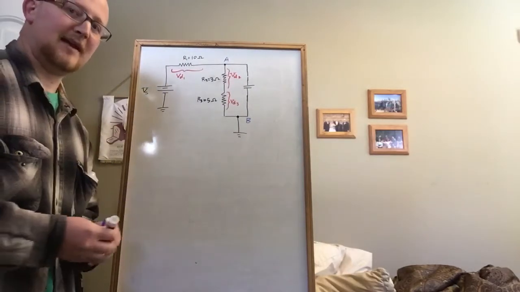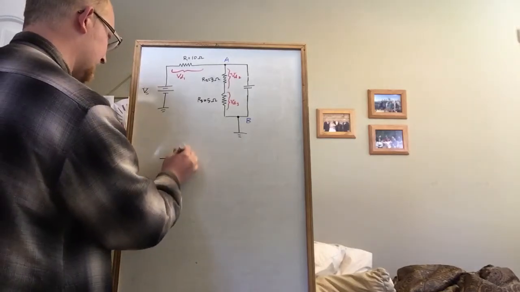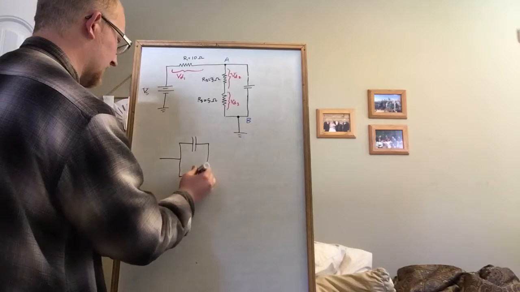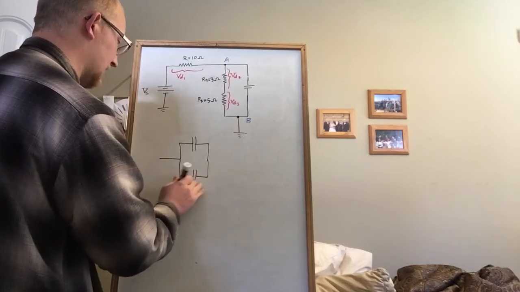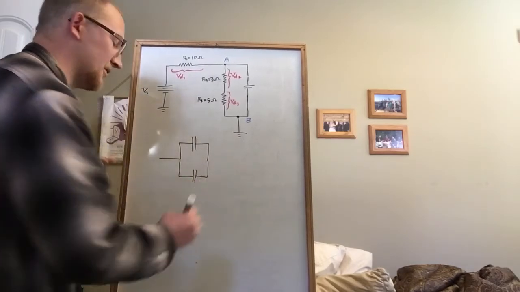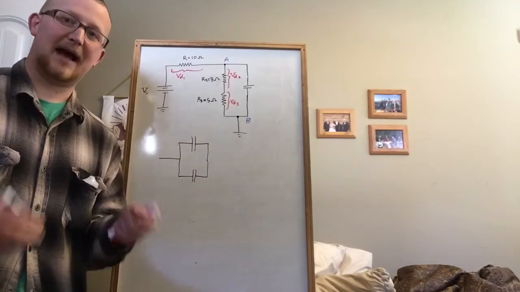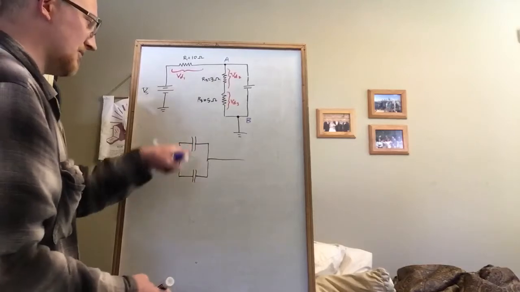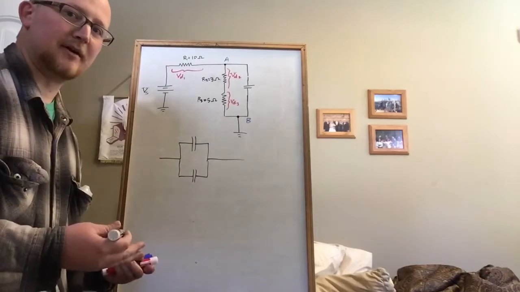Now the reason for that is, let's say I take two capacitors and put them side by side in a parallel circuit. Capacitance is directly proportional to the area of a capacitor, right? So we could replace these two capacitors with one bigger capacitor.